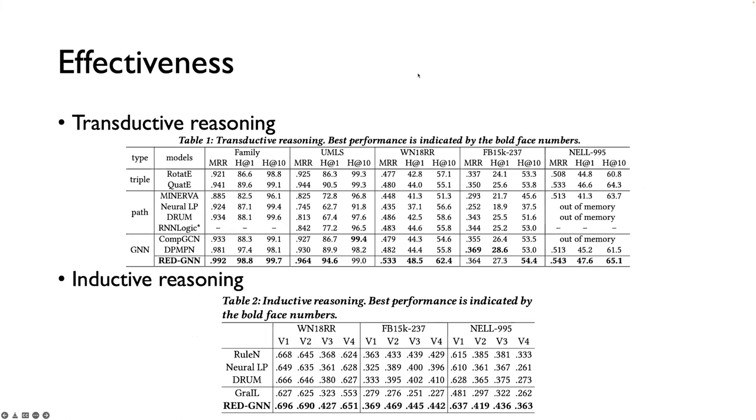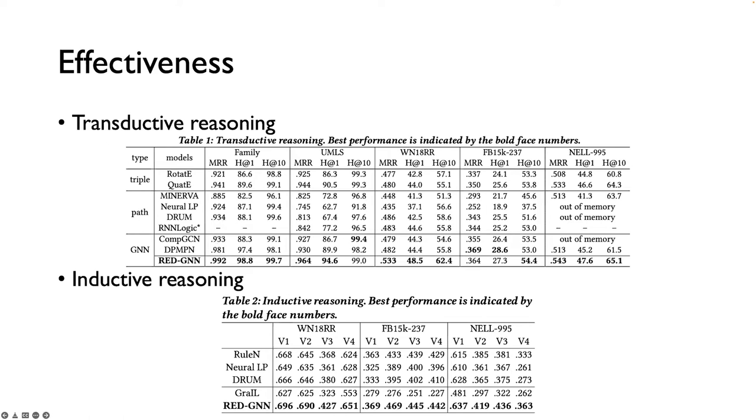Then we show the effectiveness in both transductive reasoning and inductive reasoning. In the transductive reasoning, the testing sets share the same set of entities and relations as the training sets. But in the inductive setting, the training and the testing sets have different sets of entities, but the same set of relations. This means that the entities in inference are not seen in the training set. Since GraIL is very expensive, it cannot be well applied in the transductive reasoning setting. CompGCN and DPMPN cannot be applied in inductive reasoning since entity embeddings are required in the models.